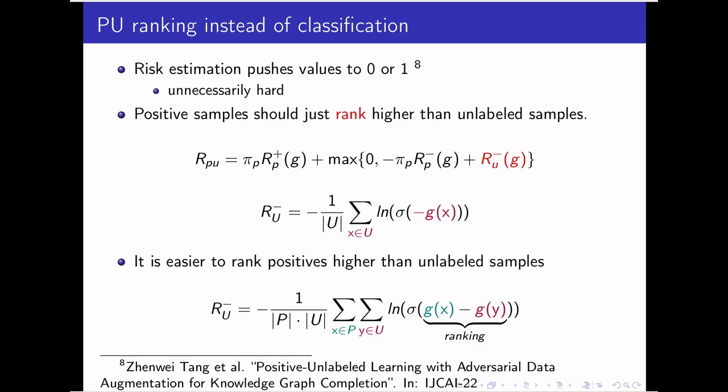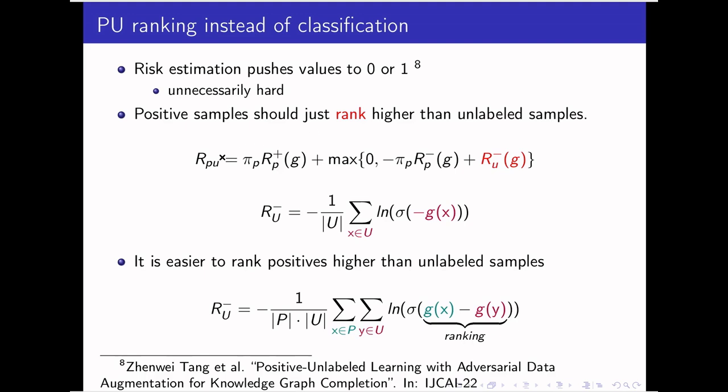So, in this area of PU learning, some previous work have noticed that this risk estimation would push the values either to 0 or 1. And they have identified that this might be unnecessarily hard. Why? Because positive samples should just have higher values than unlabeled samples. So it's not necessary to push the unlabeled samples to, for example, 0. But it's just okay to push the unlabeled samples to be below the positive samples.